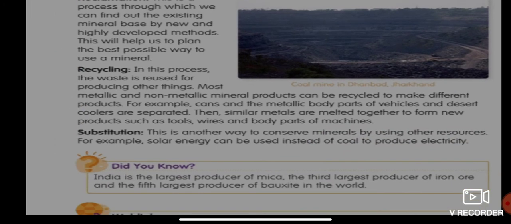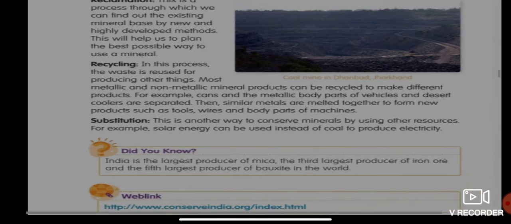Lastly, substitution. This is another way to conserve minerals by using other resources. For example, solar energy can be used instead of coal to produce electricity. Instead of using coal, instead of extracting minerals from underground, we can use solar energy, which we get every day. That is how the substitution method is followed. Is that clear?